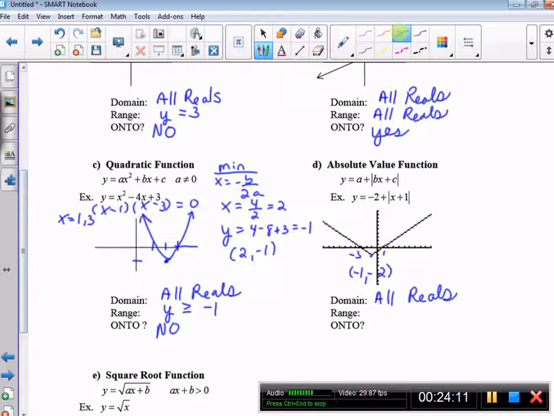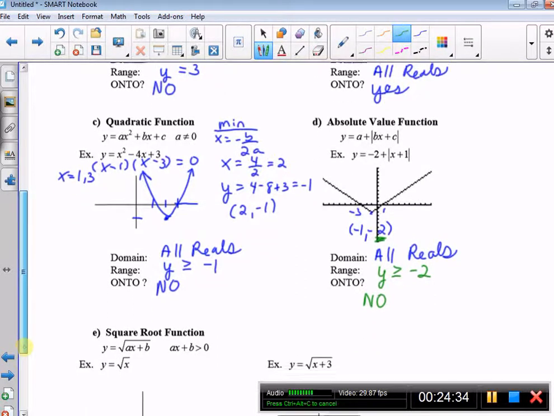So I'm looking for the fact that all the y-coordinates would be greater than that minimum y-coordinate. So y would be greater than or equal to negative 2. It is not onto for the same reason that parabolas are not onto. The ranges will change for absolute value functions based off of the original absolute value function.